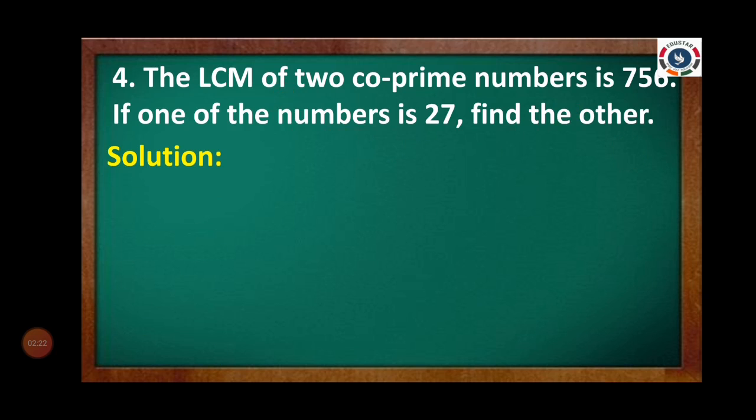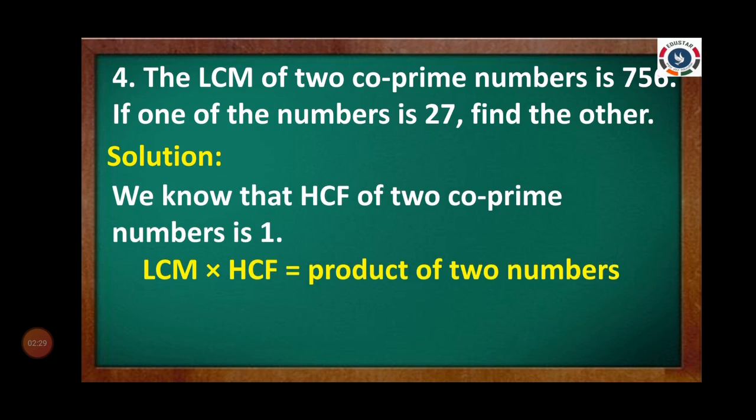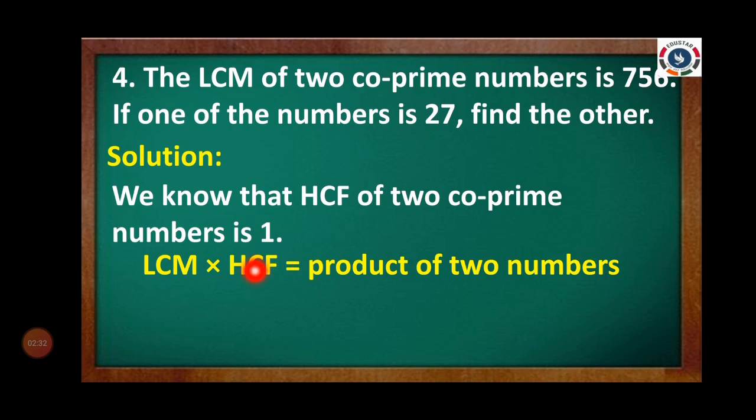So, solution. Now we know that the HCF of two co-prime numbers is 1. On the formulas, LCM into HCF equals the product of two numbers. The LCM value we know, and the first number we know; we need to find the second number. So substitute the value for LCM: 756 into the value of HCF, that is 1, equals the product of two numbers. One of the numbers we know is 27, then into the number. So what are we finding here?